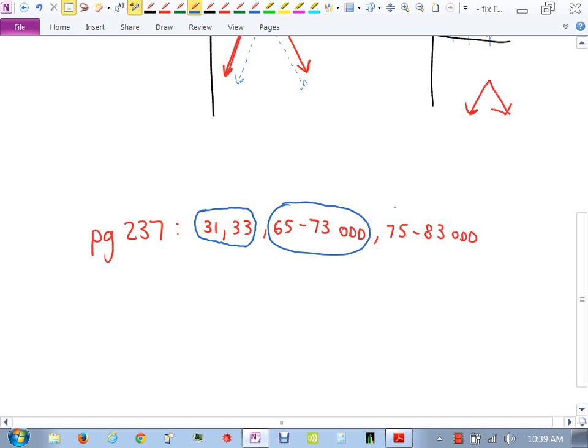And then on 75 through 83, that's exactly what we did in class. They give you the function, sketch it. So on these last ones, do what we did in class. All right? That means you should write down the toolbox function and what transformations occurred and then draw it.